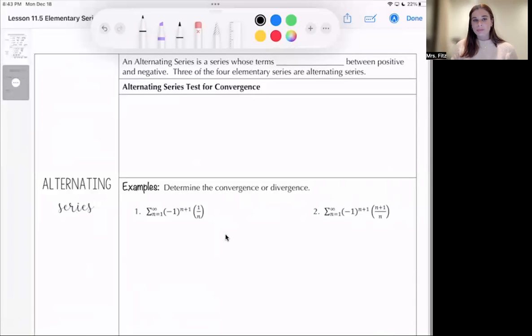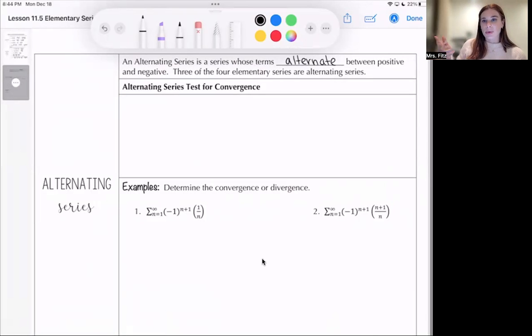And so essentially what we're doing here is looking at series whose terms alternate, and we're going to be able to actually test to see if they converge or diverge using a couple of initial conditions that need to be required first. So an alternating series is a series whose terms alternate, surprisingly enough, between positive and negative.